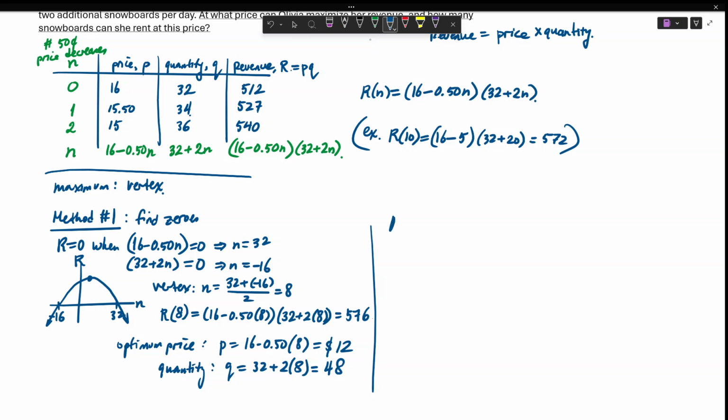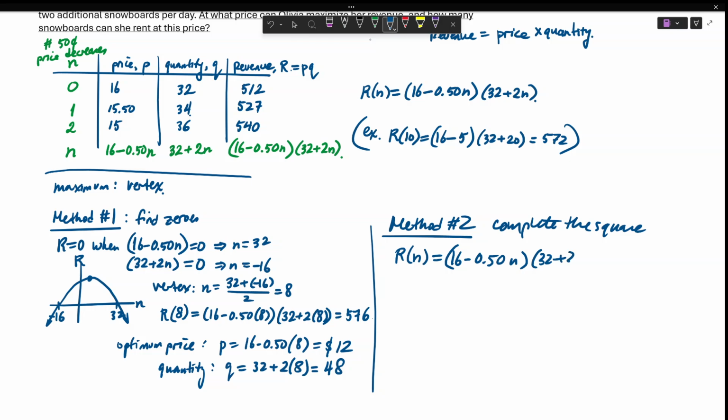Let's do that one more time with a different method. Let's say we complete the square instead. Now in this case, maybe it doesn't make so much sense to do that because it's already factored, so method 1 is easier, but I'll show it to you anyway. So first, let's expand this into standard form.